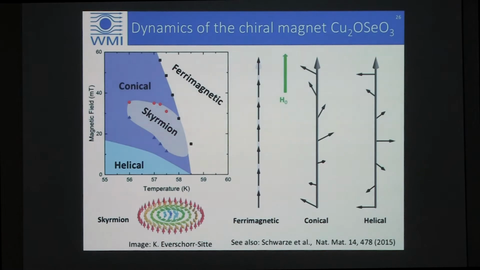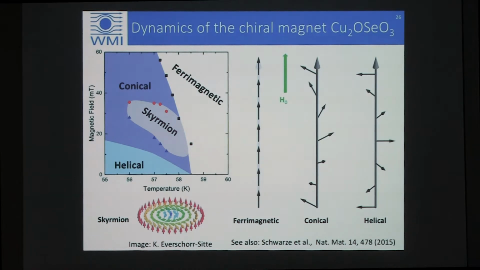So, some background info for copper selenide. It has a very rich magnetic phase diagram. It orders ferromagnetic or field polarized at elevated temperatures. And once you go below the Curie temperature, which is about 58 to 59 Kelvin, you get magnetic ordering, and depending on the external magnetic field, the magnetic ordering can be conical, skyrmion, or helical.